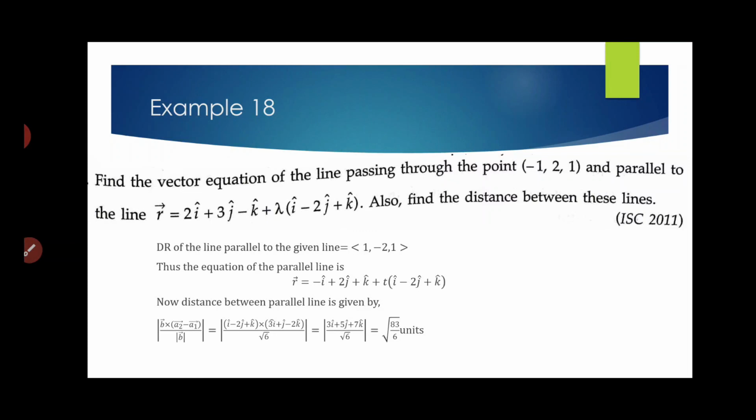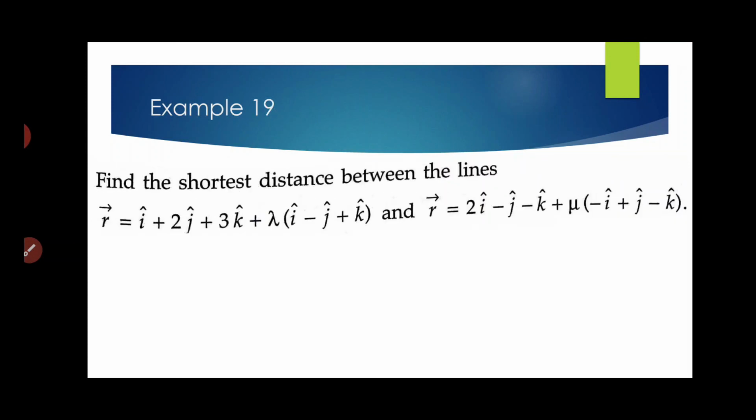Now which one is A1 and which one is A2? Obviously A1 is 2i plus 3j minus k, and A2 is minus i plus 2j plus k. You can just interchange, it doesn't matter. Then B is basically the direction which is the same for both the lines, that is i minus 2j plus k. Now you put it into the formula, calculate, and you have the distance between the two parallel lines as root over 83 by 6. Obviously don't forget to mention the units, because distance has some unit.